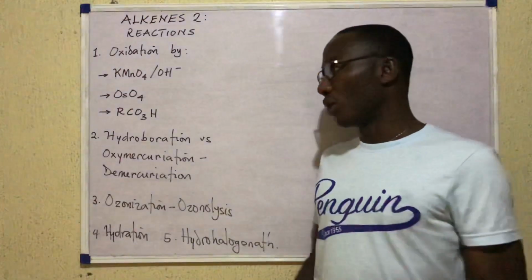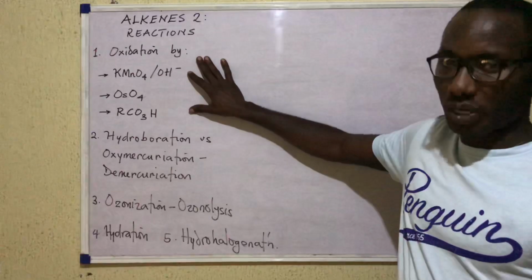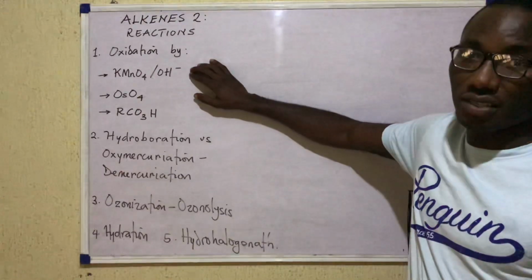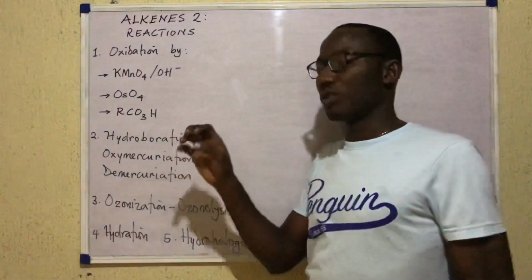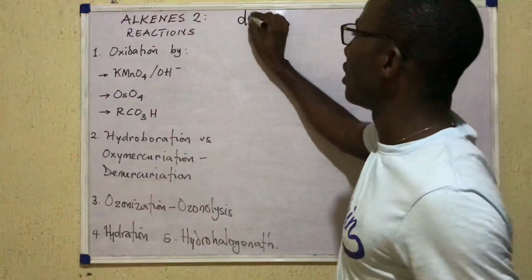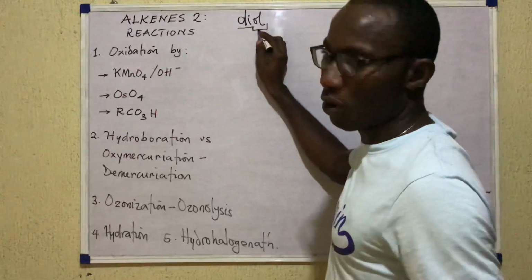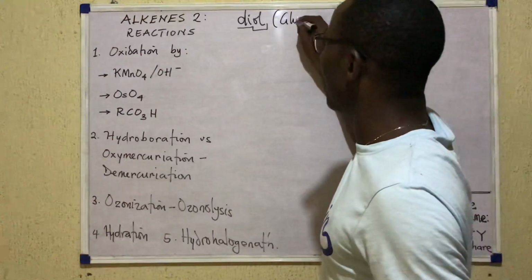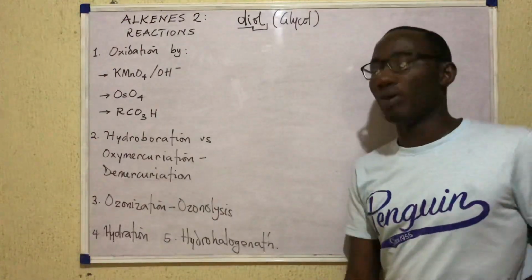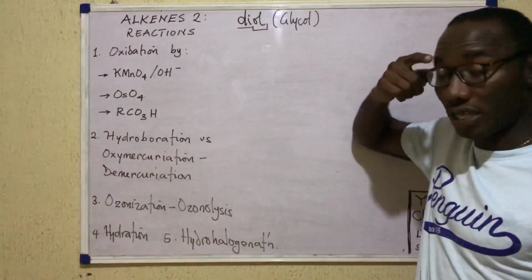The first one, oxidation of alkenes. When an alkene is oxidized, what do we get? Well, for these three reagents that have been listed for oxidizing alkenes, all three of them will oxidize an alkene into a diol. A diol is a compound that has two hydroxyl groups, two alcohol groups. If you don't call it a diol, you may also call it a glycol. So glycols are also called diols. And that's what we get when alkenes are oxidized by any of these three reagents.